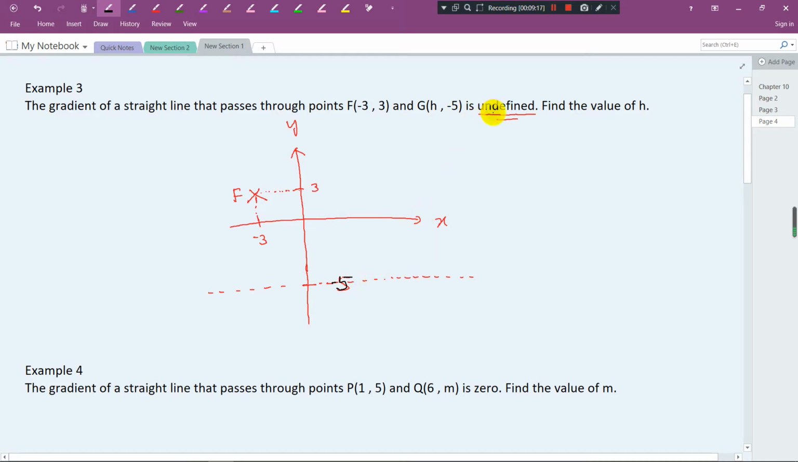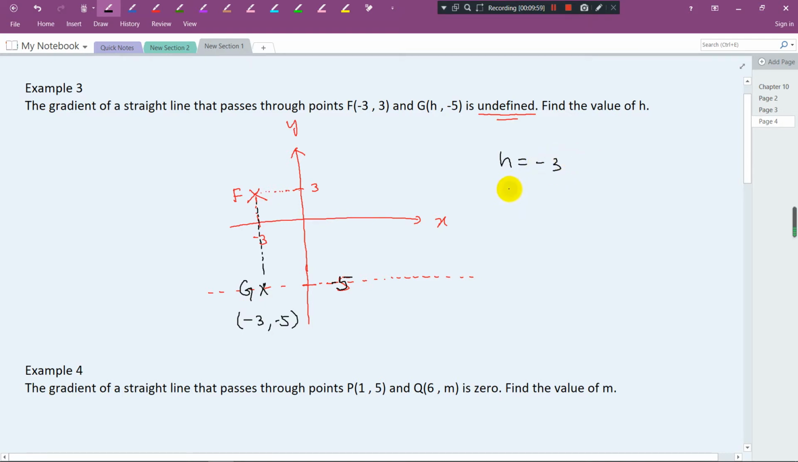Since the question tells you the gradient of FG is undefined, you know that FG must be straight, going up vertically like this, parallel to the y-axis. So we know here must be the location of point G. So from here, we know the coordinate of G will be -3, -5. So H will be -3.